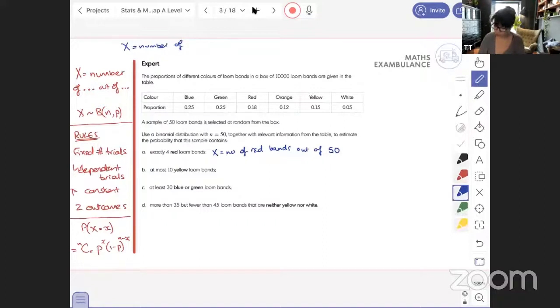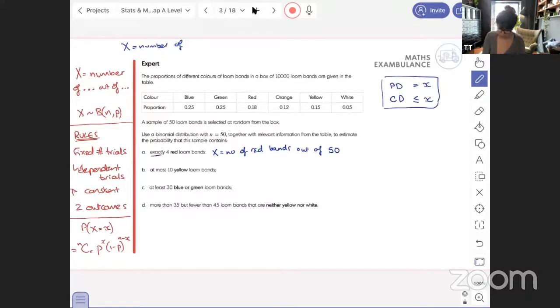The only choice that we now have to make is, are we going to use PD? And that's for the probability that X equals. Actually, I'm just going to write it like this. That's for equals. Or are we going to use CD, and that's for less than or equal to? That's our only decision. Well, this question says exactly 4.